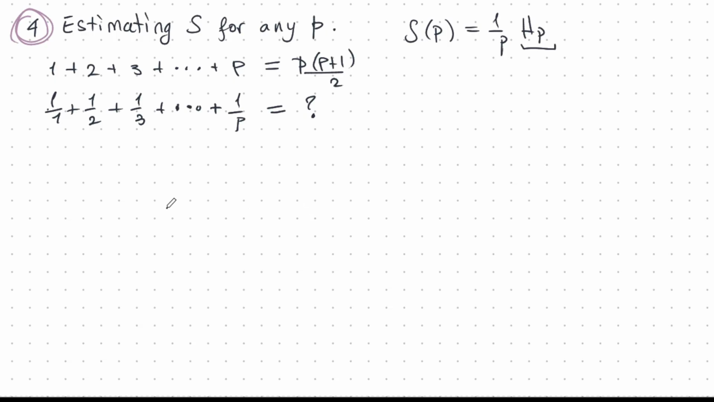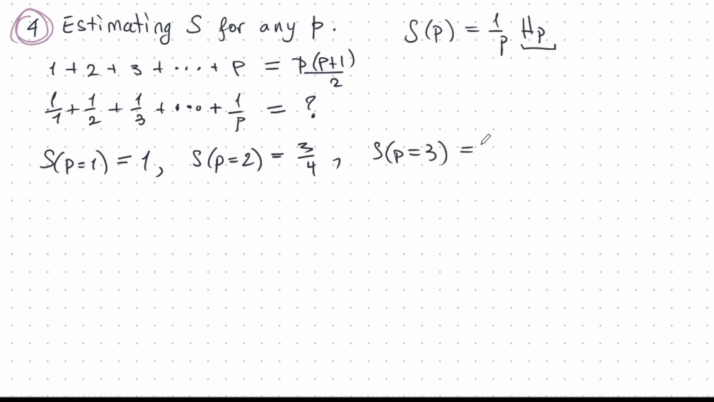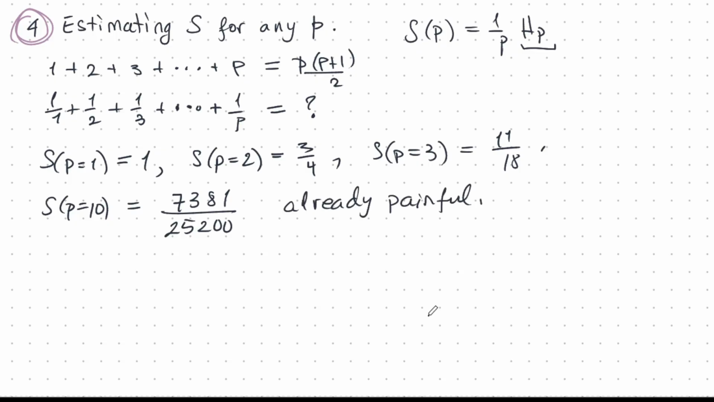Let me show you what I mean. Let's find S, P is 1. We plug everything in, we get 1. But we know that from part 1 of this video. If you do the same calculations for P is 2, you get 3/4. Okay, that's pretty easy. How about S of P where P is 3? Do those calculations, get 11 over 18. Not so bad. How about P is 10? Well, that's 7,381 over 25,200. And already this is starting to get painful.